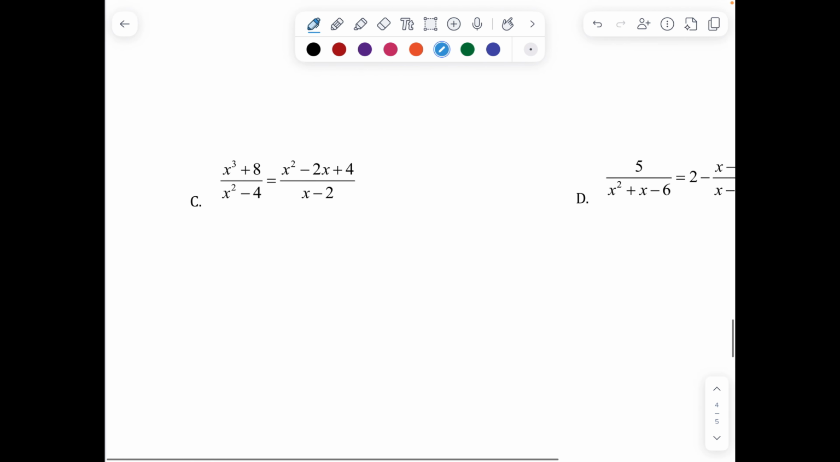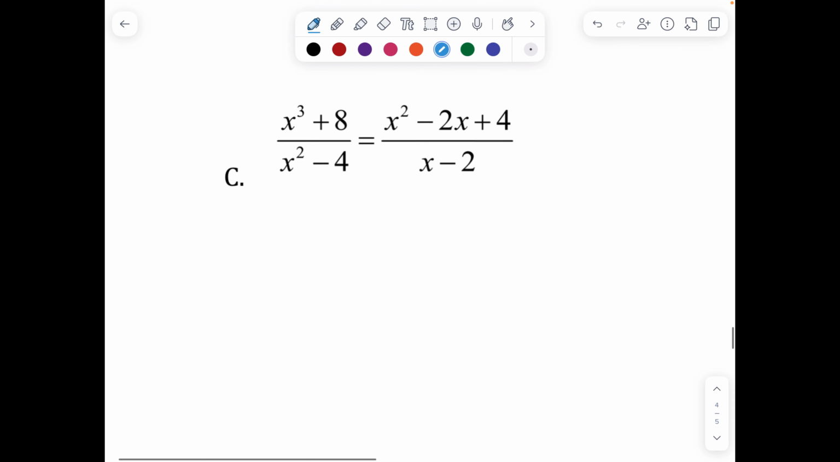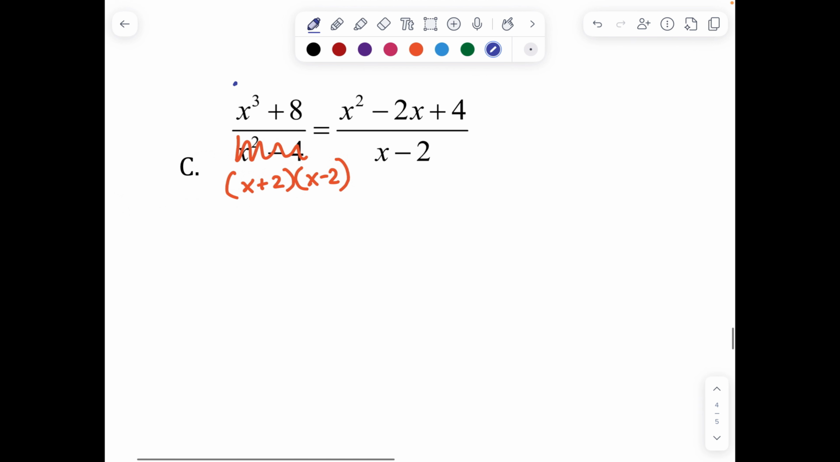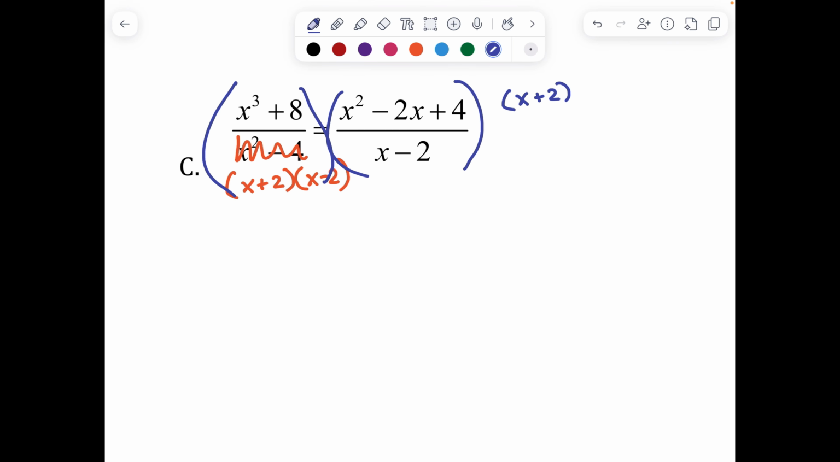Okay, let's go down to C. So I see that I can factor this x squared minus 4. That's going to factor into x plus 2 times x minus 2. So looking at our two denominators, our LCD is going to be x plus 2 times x minus 2. So we're multiplying both sides by x plus 2 times x minus 2, x plus 2 times x minus 2. So my denominators are gone.